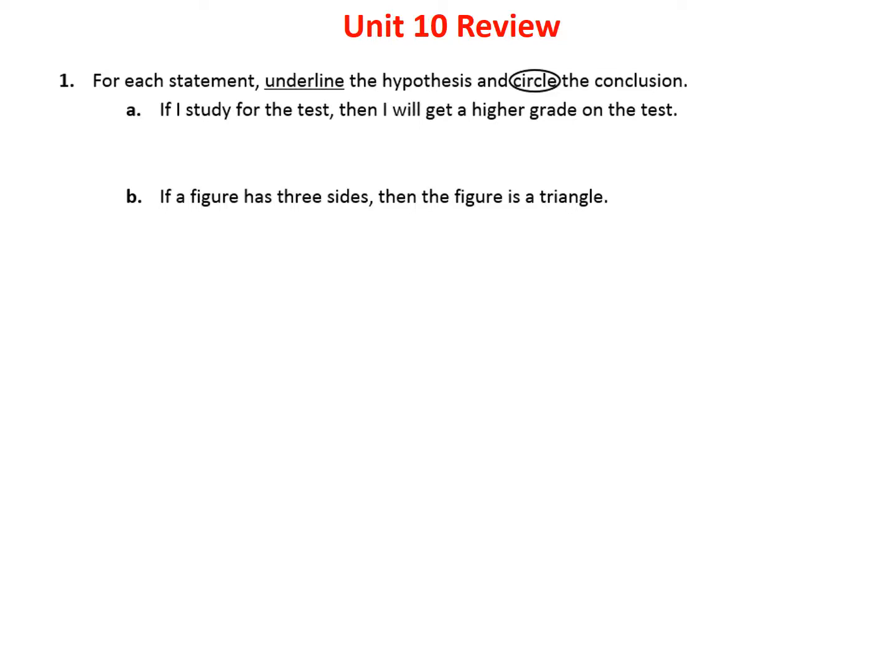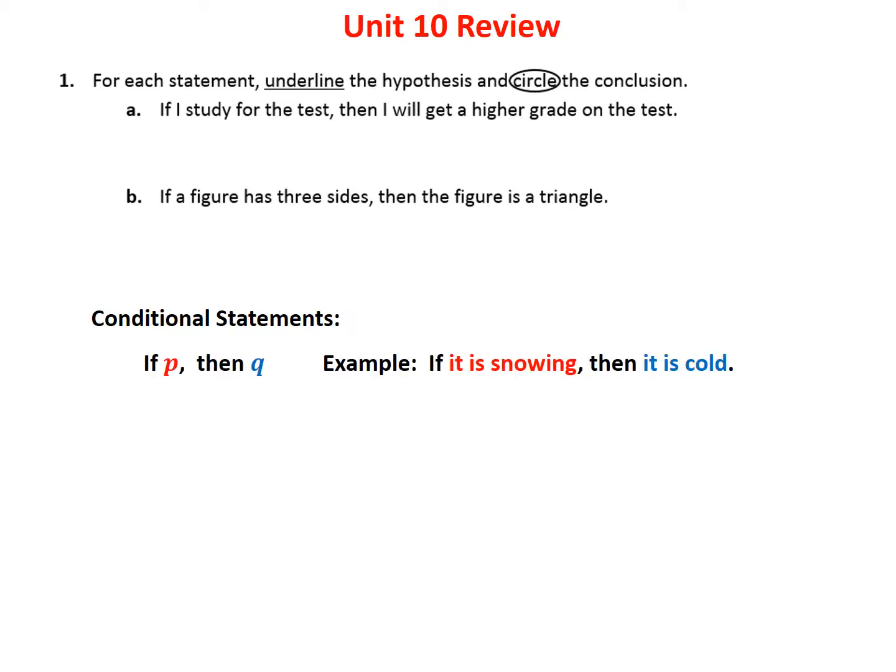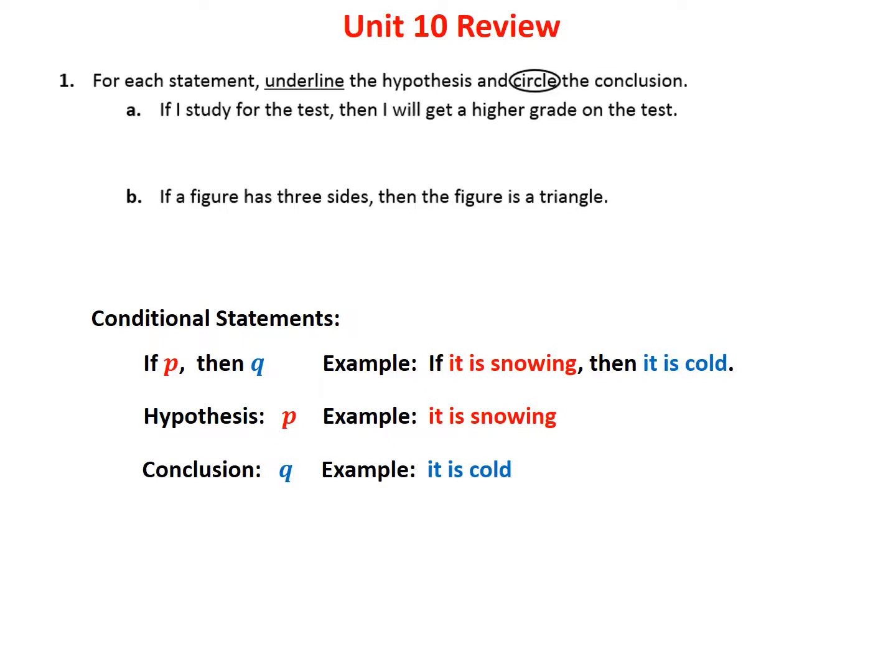The first question says, for each statement, underline the hypothesis and circle the conclusion. So first we have to decide what is the hypothesis and the conclusion of a conditional statement. Conditional statements have the form of if P then Q. In other words, if it is snowing, then it is cold. And the P is our hypothesis. So the hypothesis is if it is snowing, the conclusion is Q, it is cold.